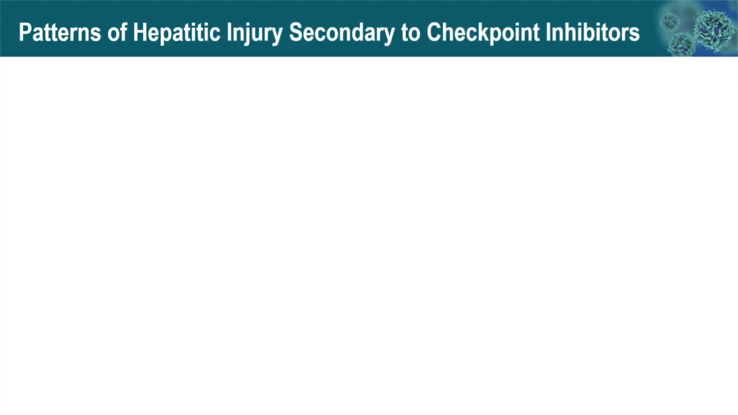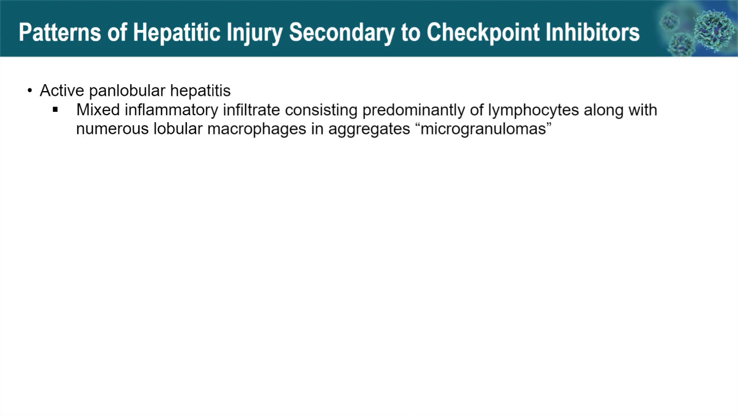The patterns of hepatitic injury, similar to the luminal GI tract, are highly variable and can show different patterns of injury. The most common pattern of injury that is observed is an active panlobular hepatitis, in which mixed inflammatory infiltrate is noted in the lobular as well as the portal parenchyma. The mixed inflammatory infiltrate consists predominantly of lymphocytes along with numerous lobular macrophages loosely arranged in the form of microgranulomas.